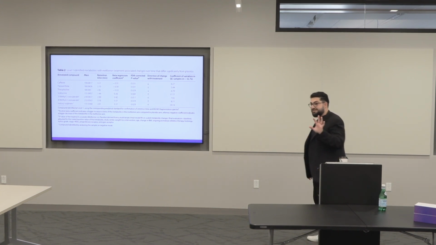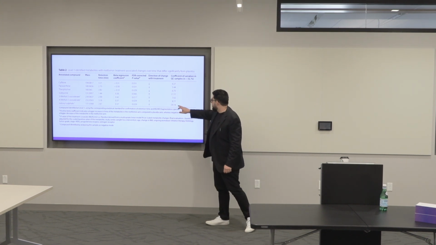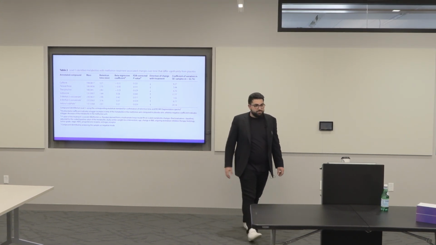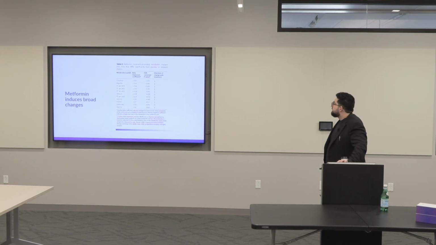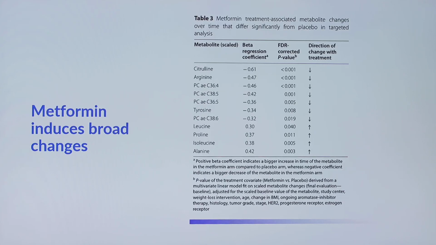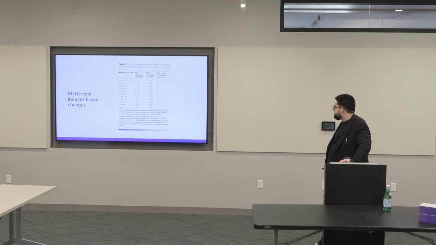As I mentioned, this isn't my data collection, so I would have kind of scoffed at this 24.14%. Analytically, it should be less than 20. And so it induces these really broad changes, right? Here's the beta regression coefficient. So if we were to create equations of these to predict response to metformin, we would see that the most negatively important is citrulline, and the most positively important is alanine. And these are their FDR-corrected p-values.